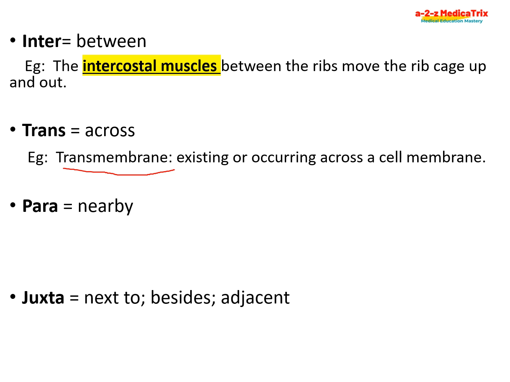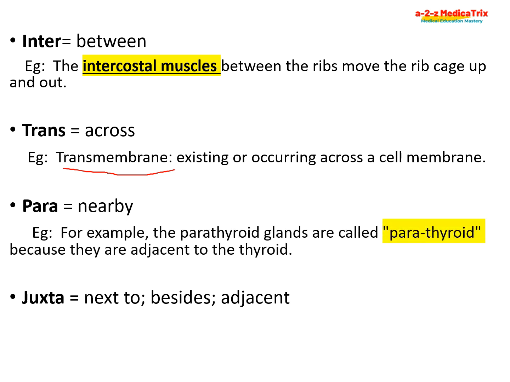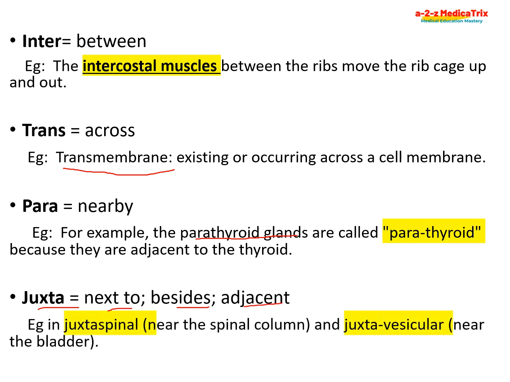The next, para. Para means nearby. Let's take the example parathyroid glands. The name itself suggests these are the glands which are adjacent to the thyroid gland. The next one, juxta. Juxta means next to, beside or adjacent. Let's take the examples juxtaspinal or juxtavesicular. Juxtaspinal means near the spinal cord. Juxtavesicular means near the bladder.